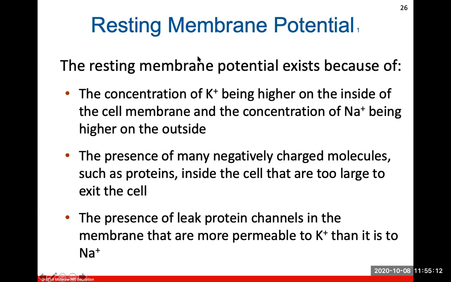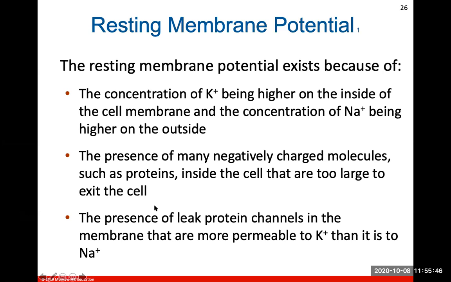Okay, so the resting membrane potential exists because the concentration of potassium will always be higher inside the cell, and the concentration of sodium is always higher outside of the cell. The presence of other negatively charged molecules like proteins will remain inside of the cell. They're too large to exit the cell. And that's why the inside of the cell is always at -70, because a lot of these proteins are negatively charged and they'll always remain inside the cell.